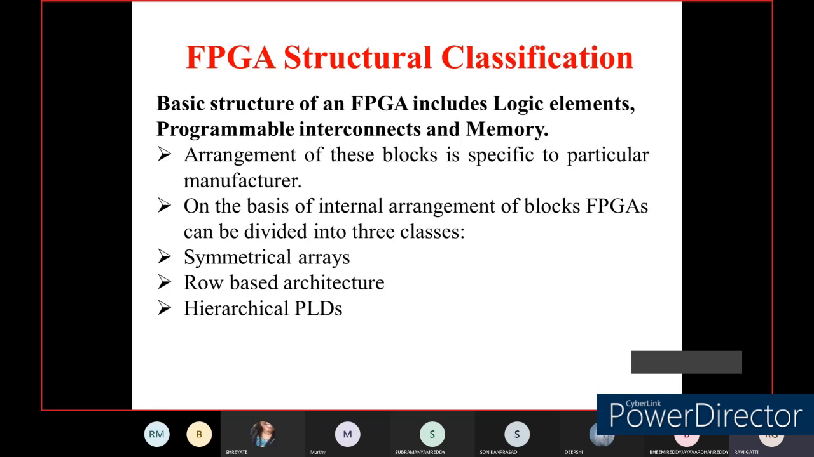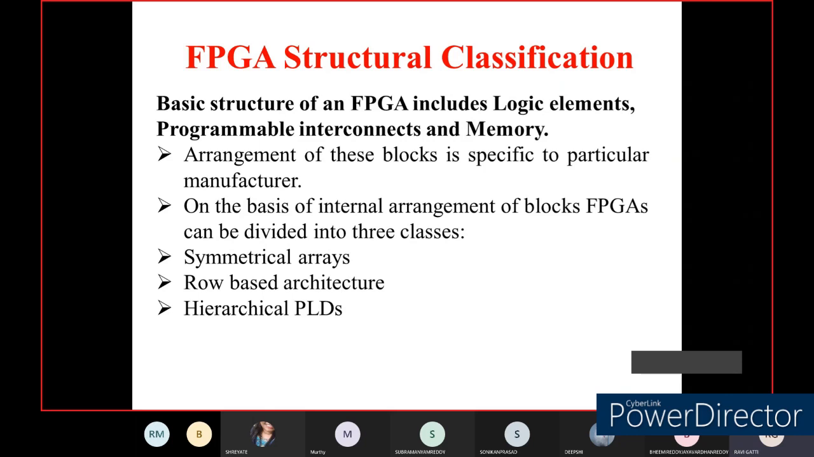The structural classifications: based upon how you are going to do the implementation, the logic elements and the programmable interconnects, and how you are going to place the memory, we can do the classification of the FPGA structures. These structures mainly depend upon the arrangement of the logic elements and the programmable interconnects, based upon a particular manufacturer. So based upon the manufacturers, the placement and routing of these programmable logic elements and the memory placement, we have different classifications of the FPGA.